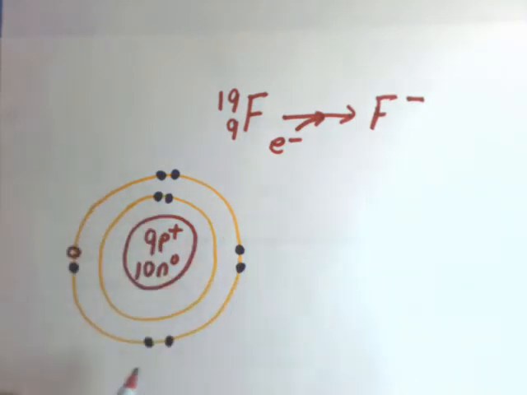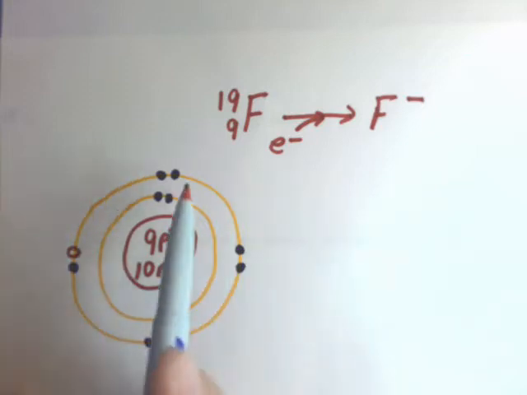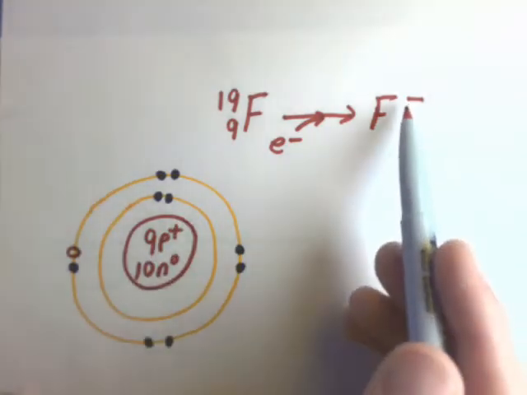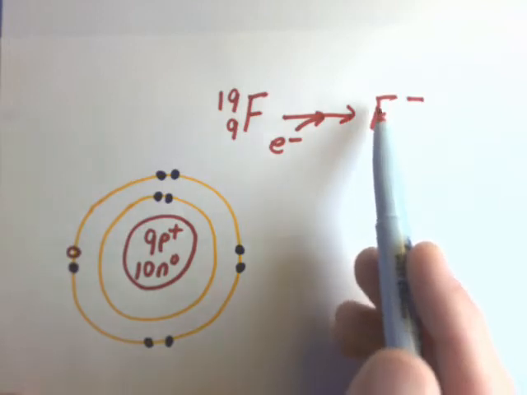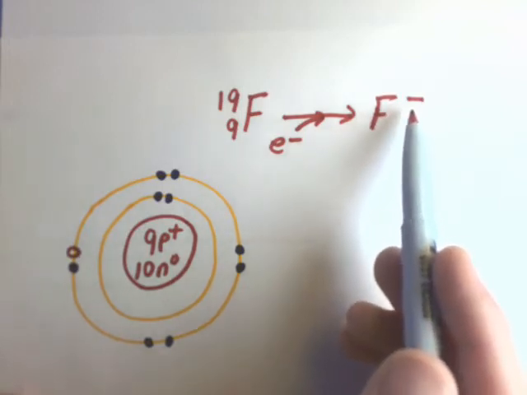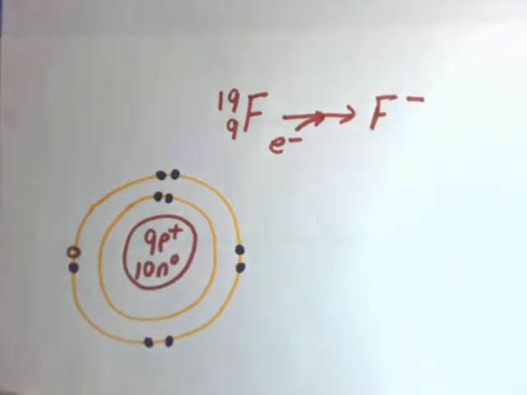You've got a full valence shell. You're happy. You're stable. That's great. But you have more electrons than you have protons. You've got 10 electrons and 9 protons, so you're going to have a negative charge. We'll call that a fluoride ion. It's an anion, a negative ion, and that's a form of ionization.